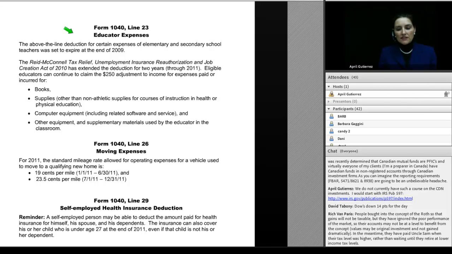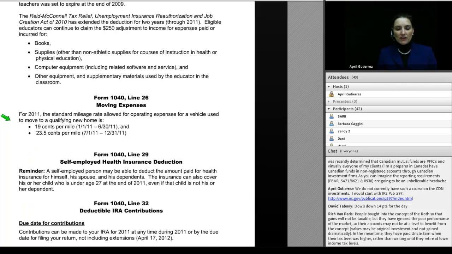The deduction is a maximum of $250 per teacher per year that is used to pay for books, supplies, computer equipment, and other classroom materials used by the educator in the classroom.